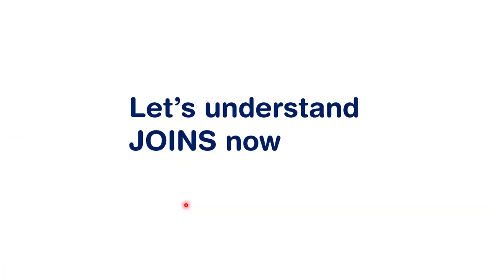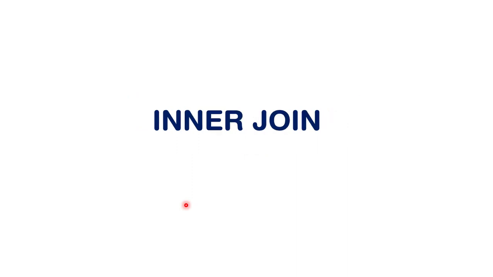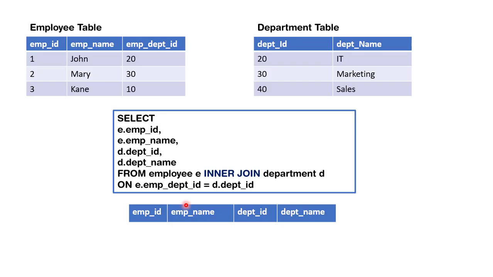So let's understand joins now. My approach in this video will be to show you a visual way of how the join works rather than going for a very old-fashioned definition of it. The definition you can derive from the visualizations. Let's see the inner join first. We have two tables, employee table and department table. In the employee table we have employee id, employee name, employee department id. In department we have department id and department name.